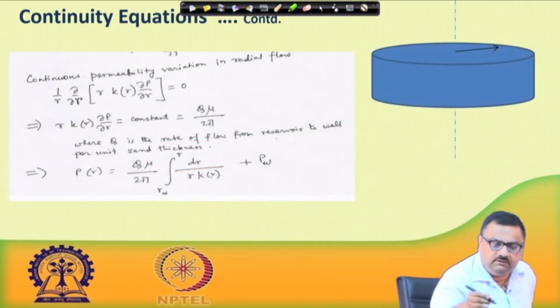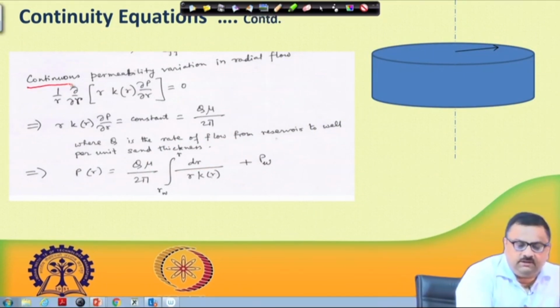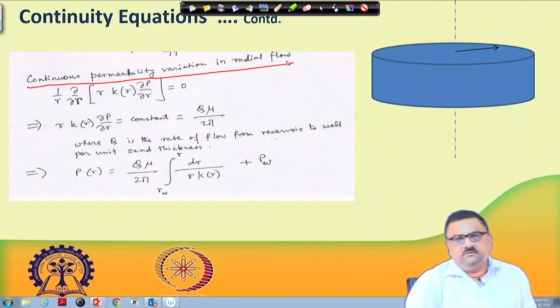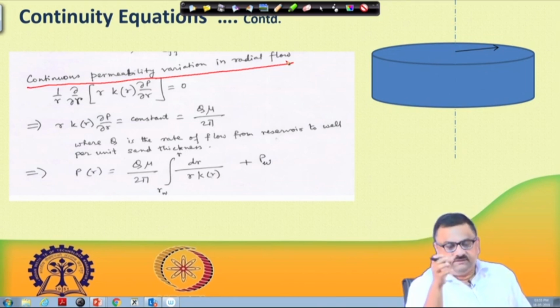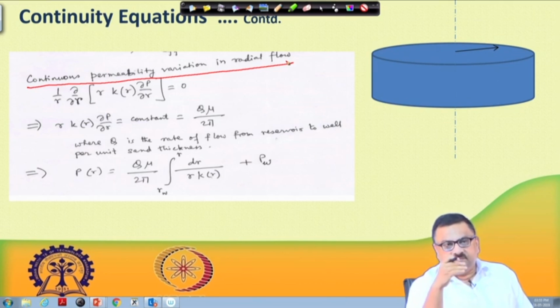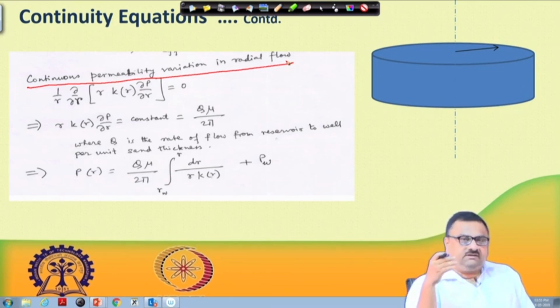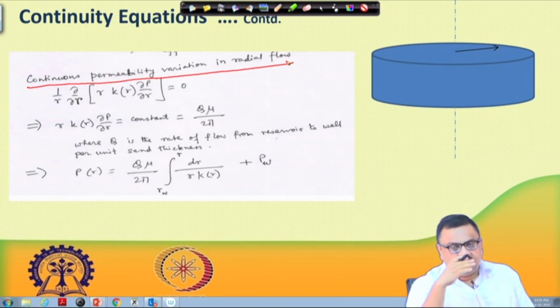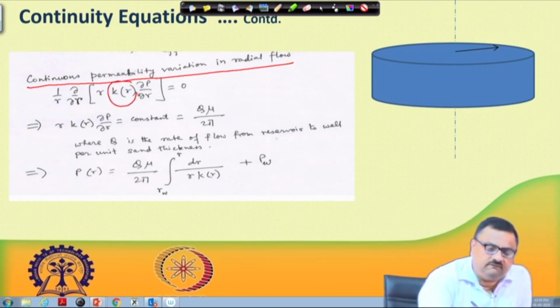Well, now here we have a case of continuous permeability variation in radial flow. Suppose there is a situation where the permeability variation is not discrete. That means, in a cylindrical system, we said that when r is less than r0, permeability was K1, and when r is greater than r0, permeability is K2. Now suppose you work with a system where it is not a discrete variation, rather permeability K is changing with radius in a continuous manner. That is why K is written as a function of r.